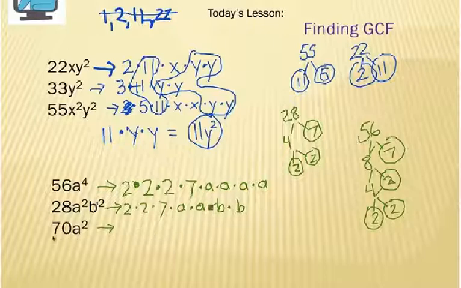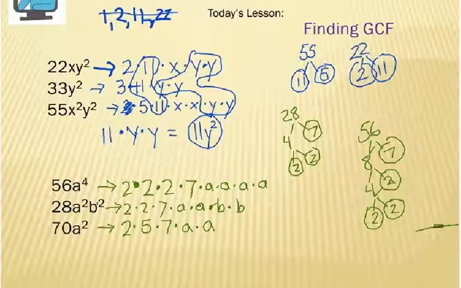All right, now we need to look at 70a squared. You'll be able to get pretty good at this eventually. Instead of making a tree, just think about it. What times what makes 70? 7 times 10. 10 is not prime, but I know that has to be 2 times 5. So 2 times 5 times 7 will make 70. And a squared is a times a.